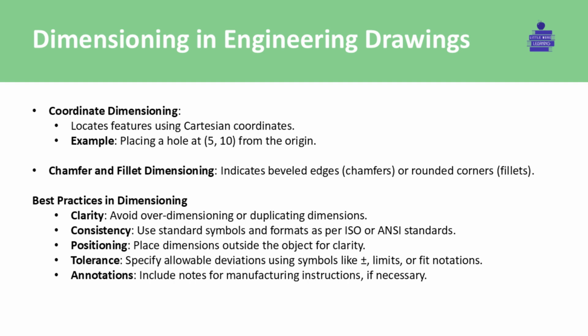Next, we have chamfer and fillet dimensioning, which deals with the softening of edges. Think of chamfers as beveled edges, like the edge of a diamond, while fillets are smooth, rounded corners, like the gentle curve where your desk meets its edge. Understanding how to properly indicate these features is crucial because they often serve important functional purposes, like preventing sharp edges or reducing stress concentrations in mechanical parts.